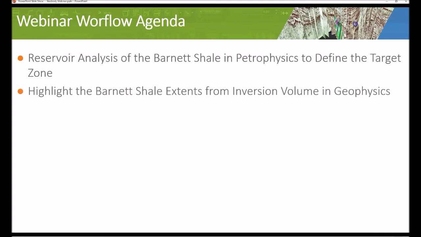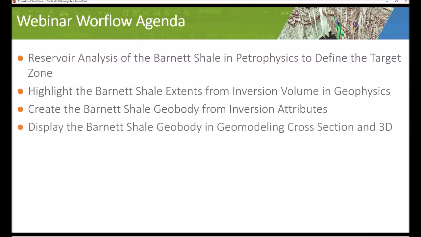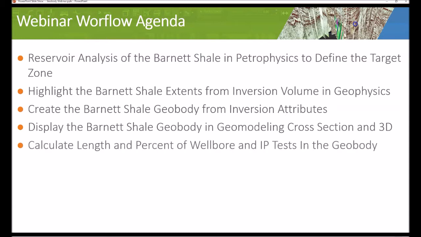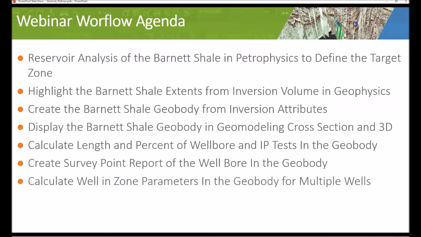Then we'll highlight the Barnett Shale extents from the inversion volume in Geophysics, followed by creating the Barnett Shale Geobody from the inversion attributes. Then in Geomodeling, we will display the Barnett Shale Geobody in both cross-section and in 3D, and then calculate the length and the percent of the Wellbore and IP tests in the single well Geobody. Then we'll create a survey point report of the Wellbore in the body, and then finally we'll calculate well and zone parameters in the Geobody for multiple wells.